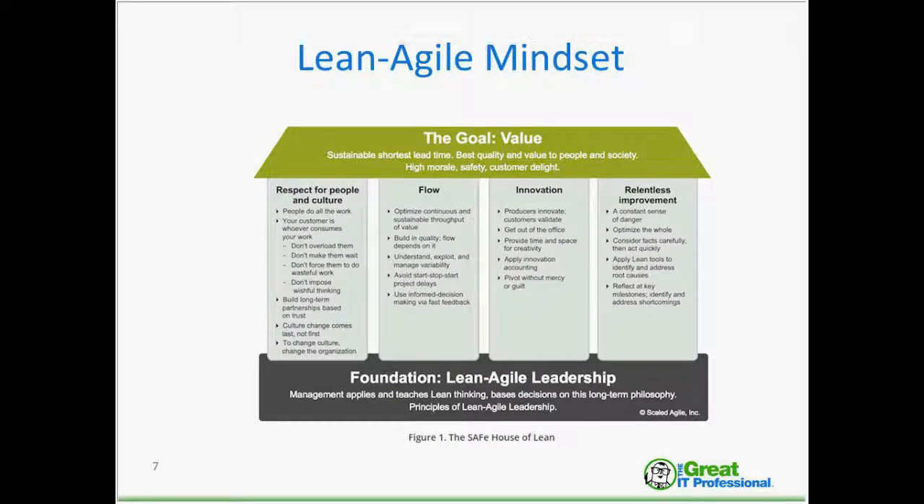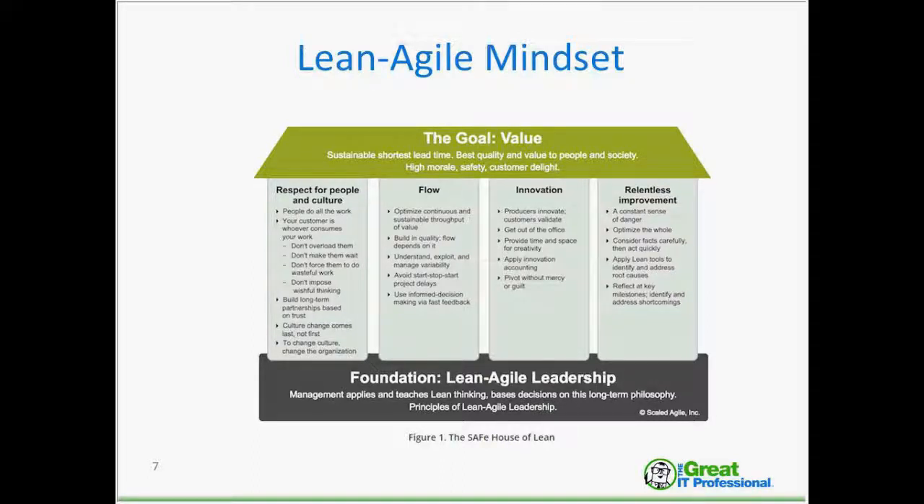Also, management would be expected to use the principles of Lean-Agile leadership. It's a combination of beliefs, assumptions, and actions. We expect that leaders and practitioners are going to embrace these concepts.